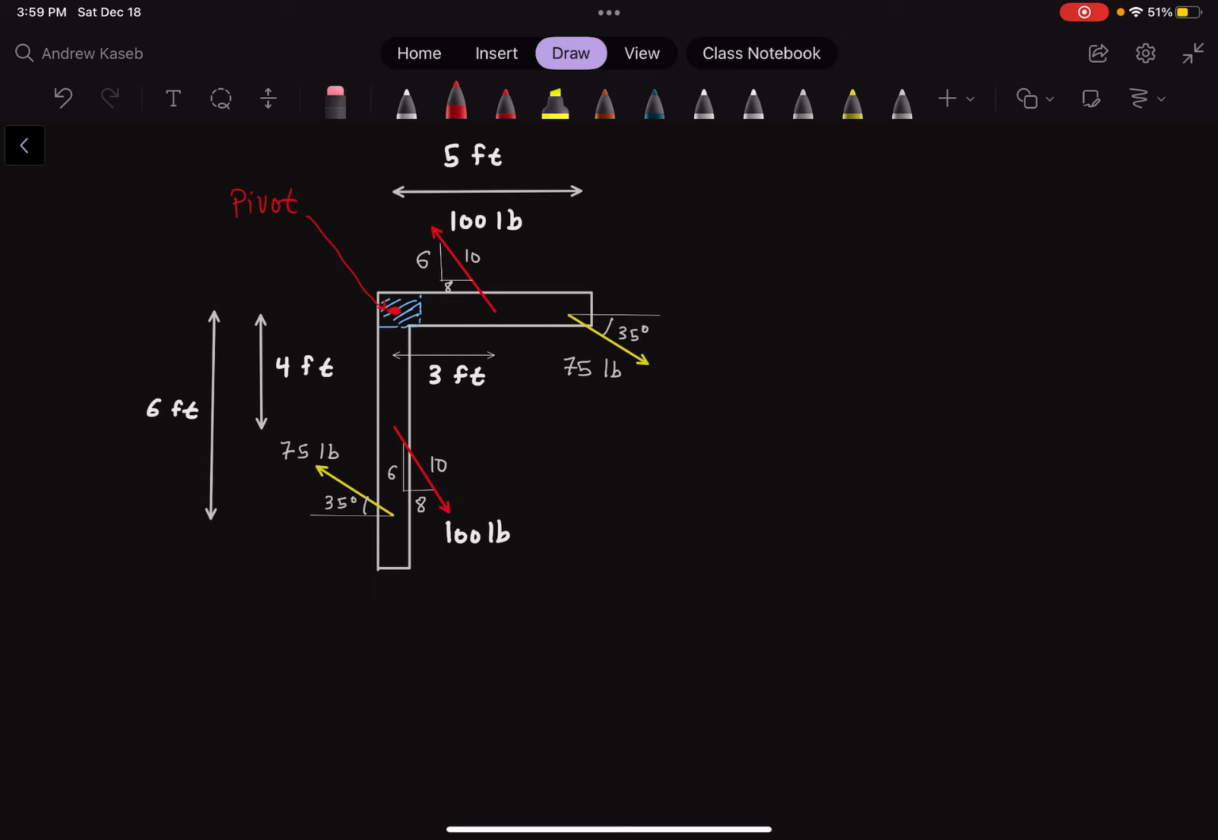You don't need to have the pivot point right here. You can make it right here, here, or here. You can make it anywhere, but the easiest way to solve this problem is by doing it here, since you know the distance around this point from all forces.